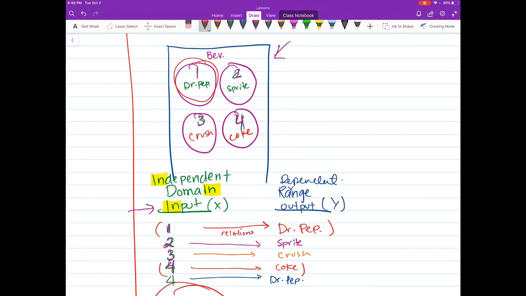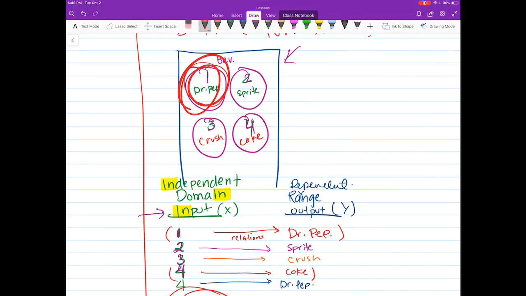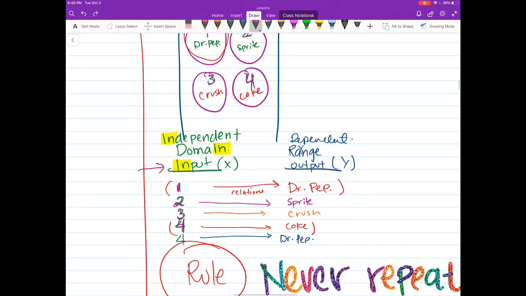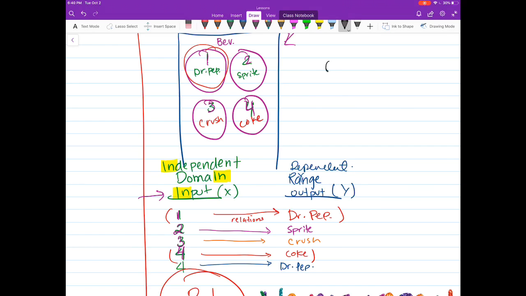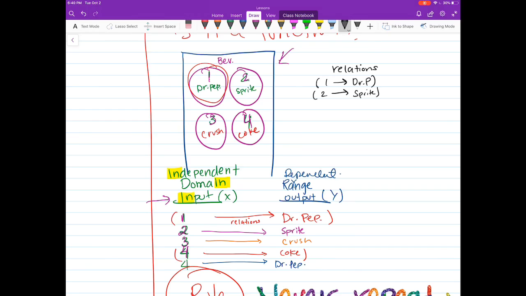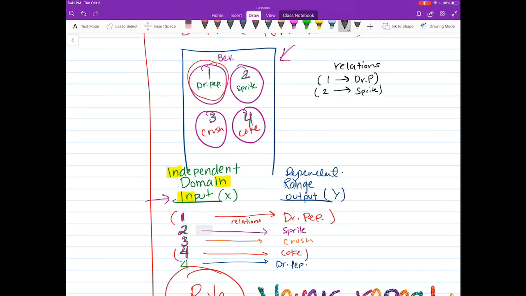If I push this button right here, what are you going to get? Dr. Pepper, right? If I push this button, what am I going to get? I'm going to get a Sprite. And so that's called a relation: if I push 1, what do I get? I get Dr. Pepper. If I push 2, who does it relate to? Oh, 2 relates to Sprite, right? And so on and so forth. And so these are called relations. Doesn't that look familiar? Aren't those ordered pairs?